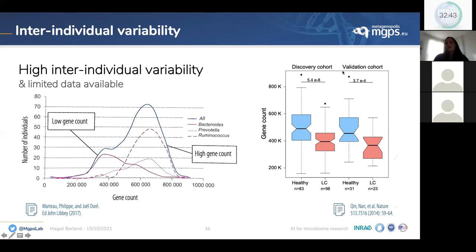And this is true in the discovery cohort and also in the validation cohort. And the p-value is very significant. But as you can see, there is still some healthy individual with really low gene count, and you still have a diseased individual with a quite high gene count. So even with something so significant, you have a huge variability between individuals. And I took this example, but it's true for many other variables that you do not have a clear separation between categories, and so it makes the learning task so difficult.